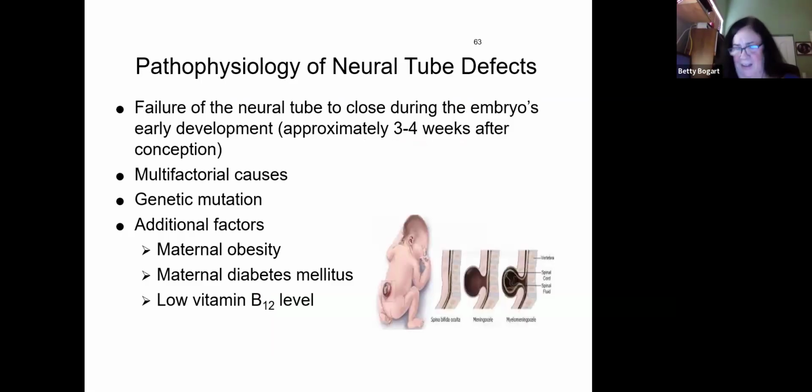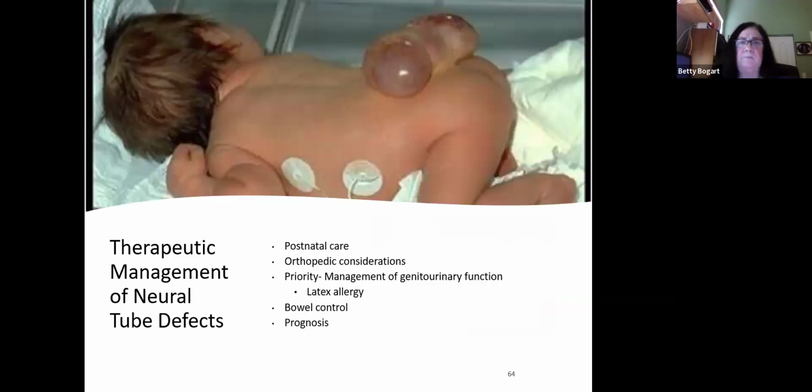Now, neural tube deficits can be helped if we take our folic acid. This is the one in pharmacology. They're saying you need to take folic acid 3 to 4 weeks before you have a baby because it helps decrease neural tube deficits. Well, that's the neural tube deficit they were talking about. Besides folic acid, there's also low B12, diabetes, and an obese mom. Those are the factors that can increase your risk.